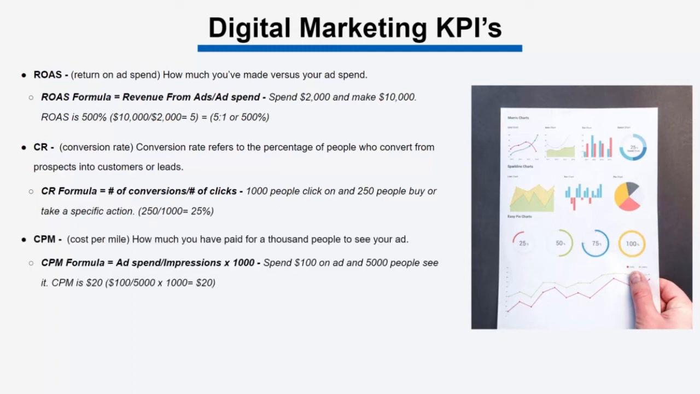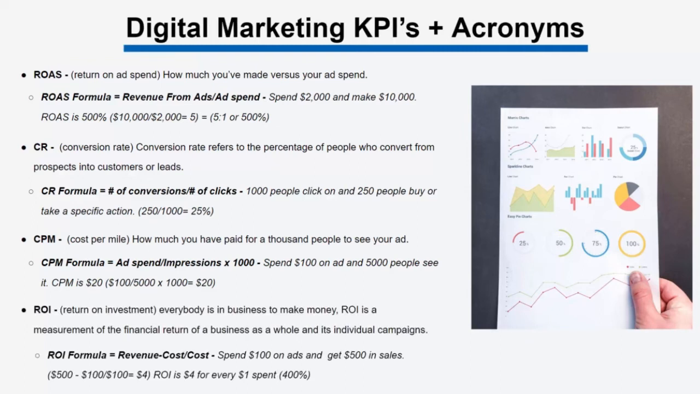And then we have CPM, cost per mille. And what this essentially means here is how much you've paid for 1,000 people to see your ad. And the formula for CPM is ad spend divided by impressions times 1,000. So let's look at an example here. So we spend $100 on an ad and 5,000 people see it. So our CPM is $20. So that means that we spent $20 for every 1,000 people that saw our ad. That's our CPM. So every time 1,000 people are seeing our ad, the impressions, it's costing us $20. And so that's the CPM, cost per mille.